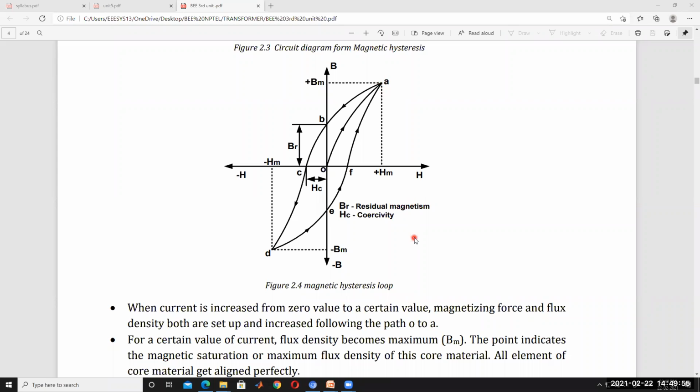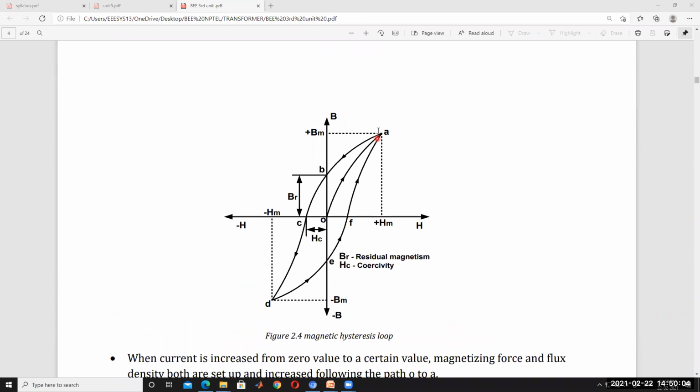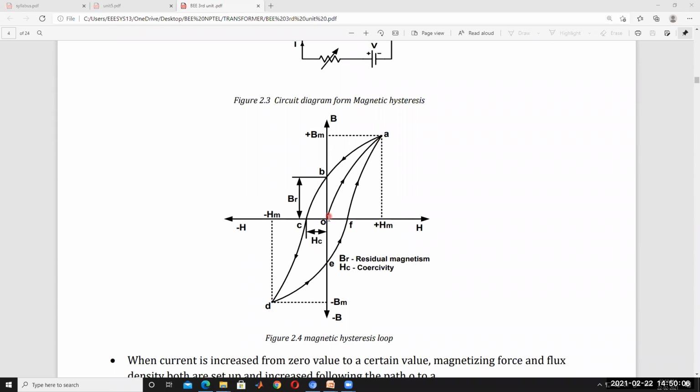This is called magnetic saturation, or the maximum flux density of this core material. Even if you keep increasing the magnetic field intensity or current, there is no change in magnetic flux density. It is maintained at a constant value. Understood?